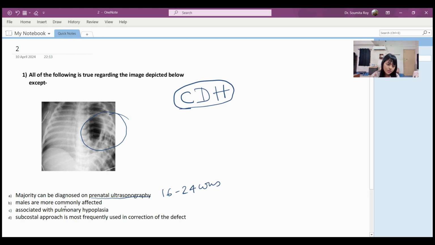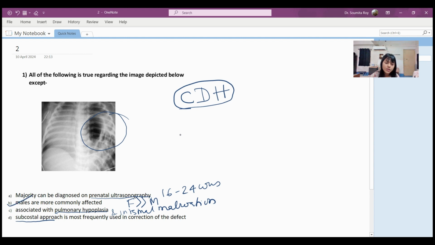Moving on to the second one, males are more commonly affected. No, students, females are 2 times more affected than males. Associated with pulmonary hypoplasia, yes, definitely, and intestinal malrotation. Subcostal approach is the most frequently used in correction. True. So this is going to be your answer.